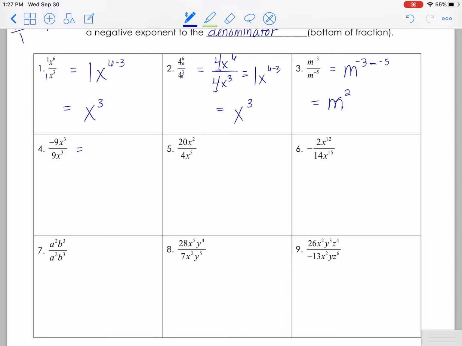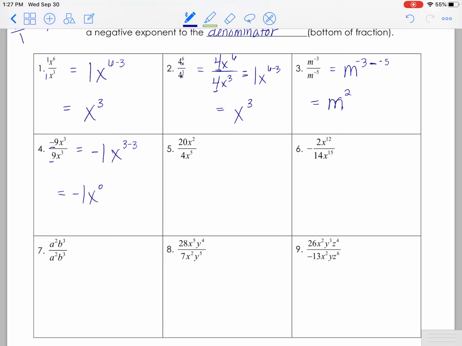Okay. Take a look at number 4. Negative 9 divided by 9. So if I divide these, that gets me a negative 1. And then I'm going to subtract my exponents. You really don't have to write this step. I'm just doing it now for our notes because some people might like to see that. So this is really negative 1, x to the 0.